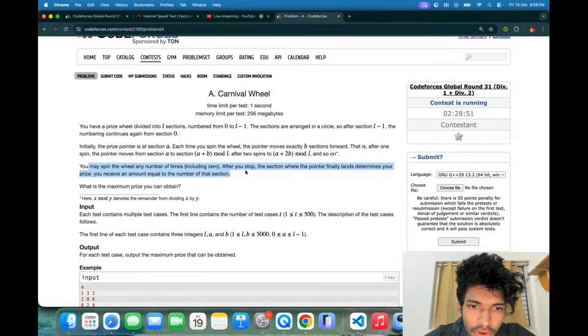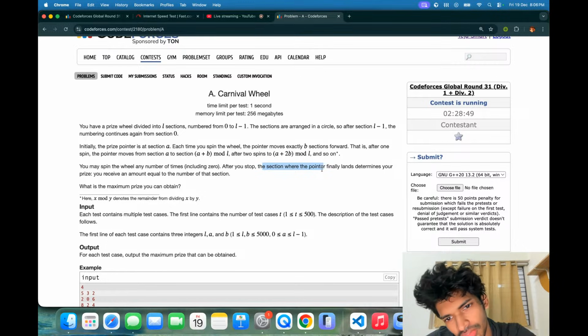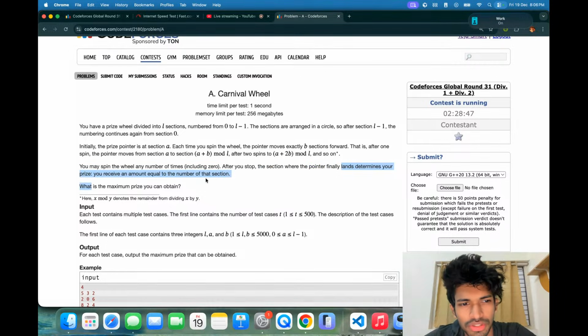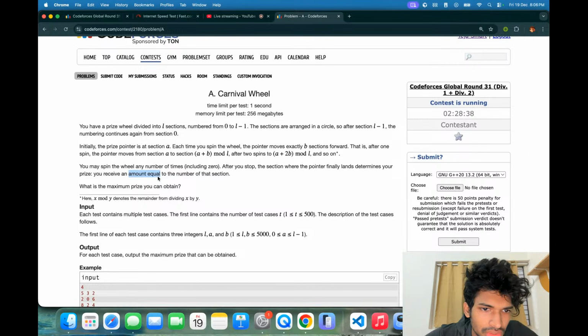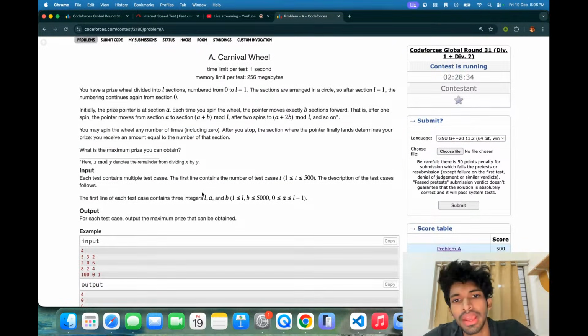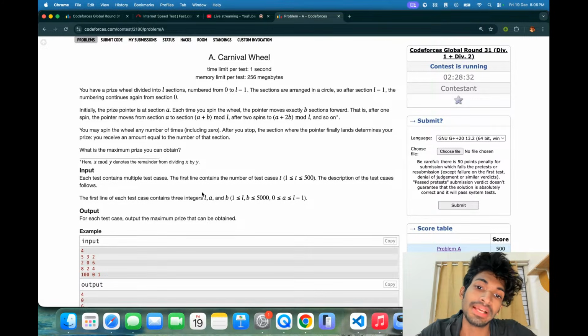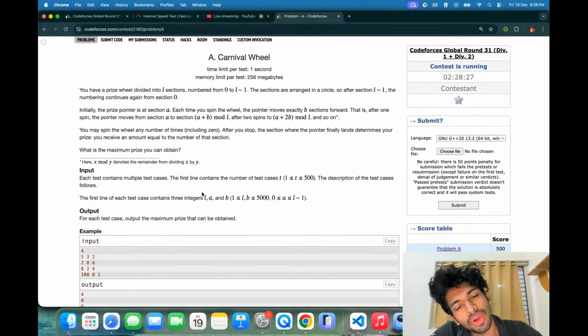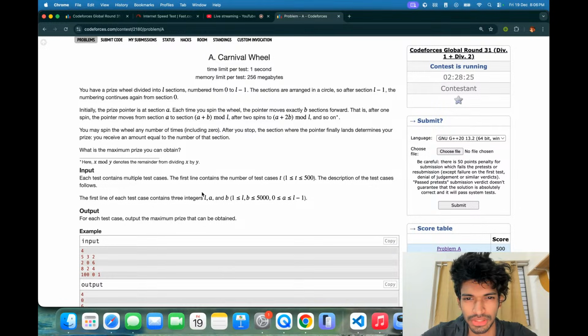You may spin the wheel any number of times. After you stop, the section where the pointer finally lands determines your prize. You receive an amount equal to the number. If you are at A and you can do plus 2b, what all can you get is the question, right?